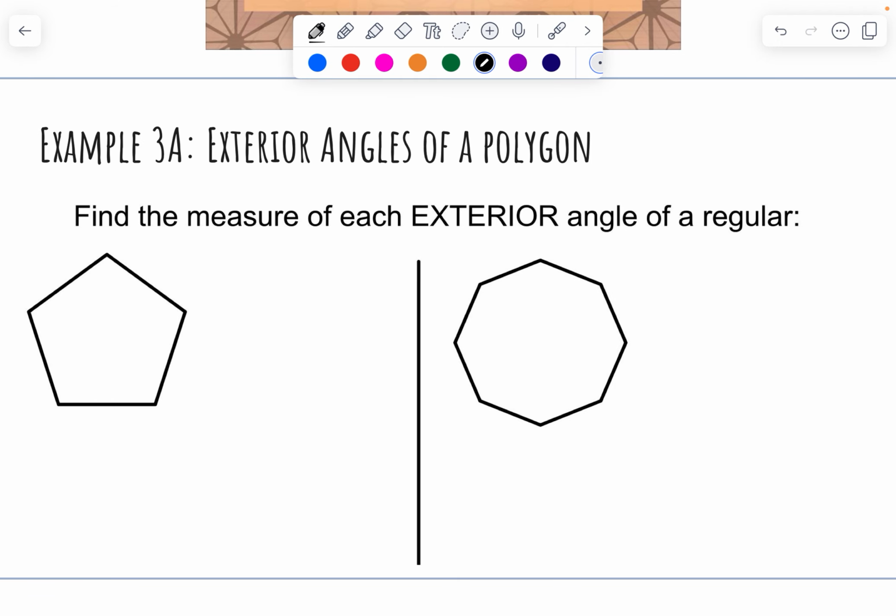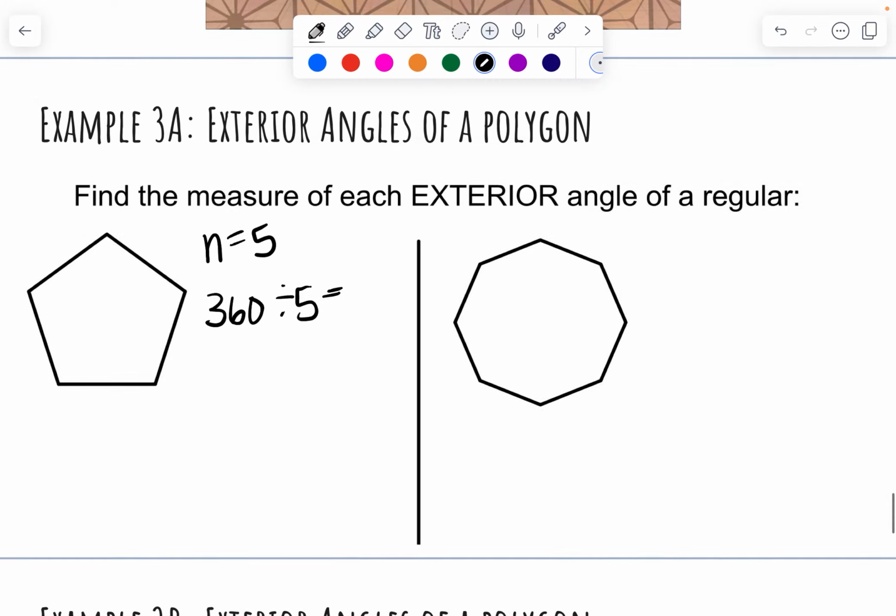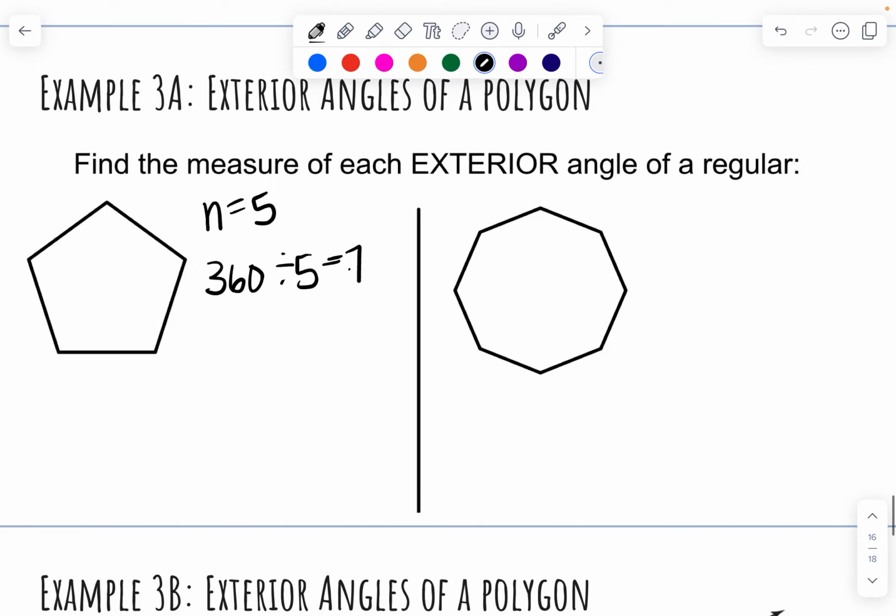If we have a regular polygon, which means that all of the sides and angles are the same, we can just take 360 divided by the number of sides. So here my number of sides is 5. So if I do 360 divided by 5, I would get that each exterior angle is 72 degrees. So again, what that means is if I extended each of these sides, the angles they created would be 72 degrees.